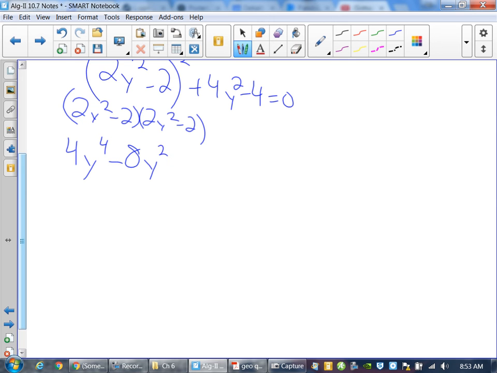So it's 4y to the 4th minus 4y squared. Well, that's going to look a lot cleaner now. Yeah, so it's 4y to the 4th minus 8y squared plus 4 plus 4y squared minus 4. This is going to be a lot easier now. These go. You get 4y to the 4th minus 4y squared is 0.